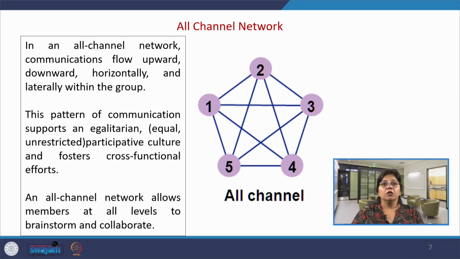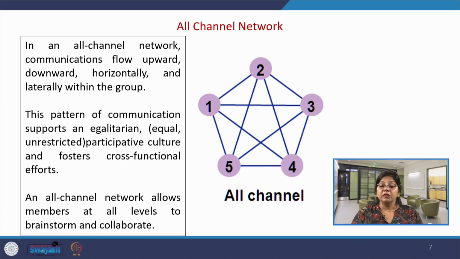and downward. So, this kind of pattern of communication supports another positive aspect of communication, that is the communication pattern is egalitarian, that is equal and unrestricted, and it fosters participative culture and cross functional efforts. When people are approaching each and every person within the network, there is a sense of equality, because every person must be having an equal amount of information. They have more eagerness to share information with the other person, and there is a sense of cross functionality and participative culture. There is more participation of members because they are more loaded with information.